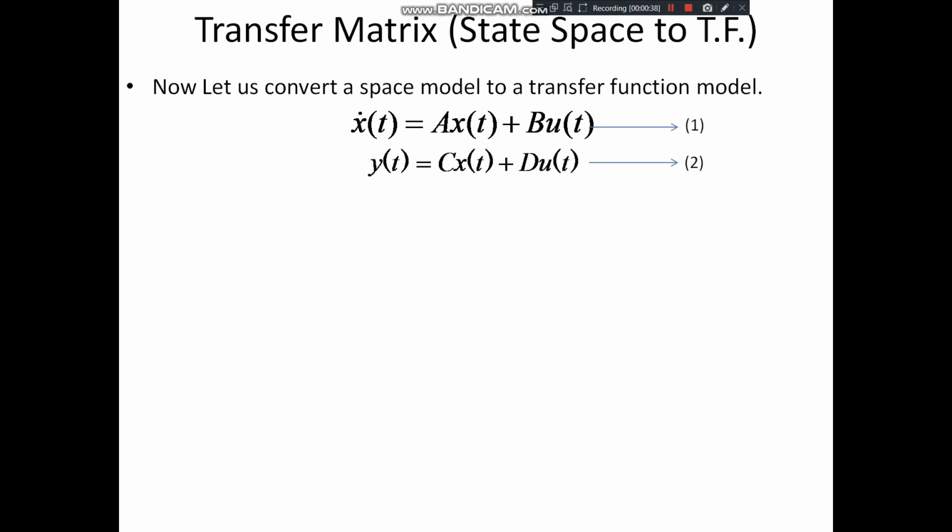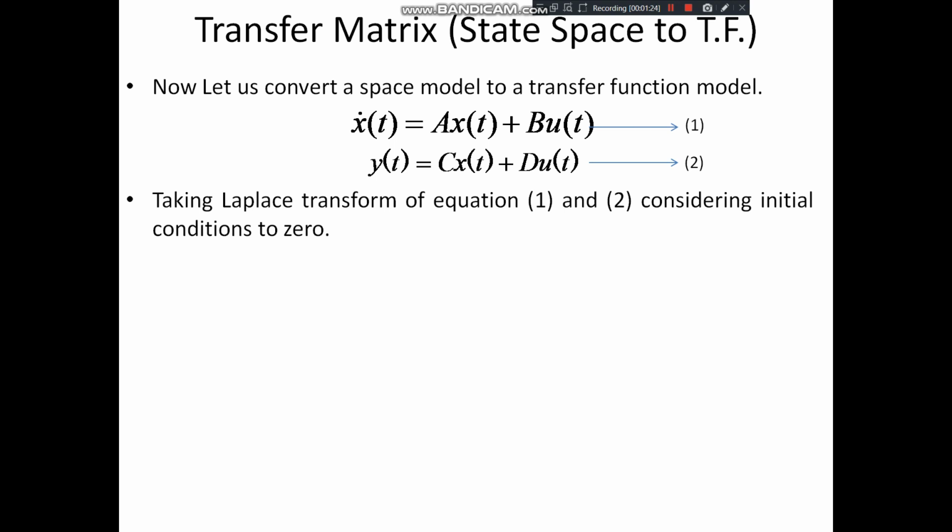The state model for a given system is represented by equation 1 and equation 2 as x dot is equal to A x of t plus B into u of t, which is the first equation known as the state equation, and the second equation, known as the output equation, is y of t is equal to C into x of t plus D into u of t. Here the matrices A, B, C and D are all constants. Therefore, this given system represents a linear time invariant system.